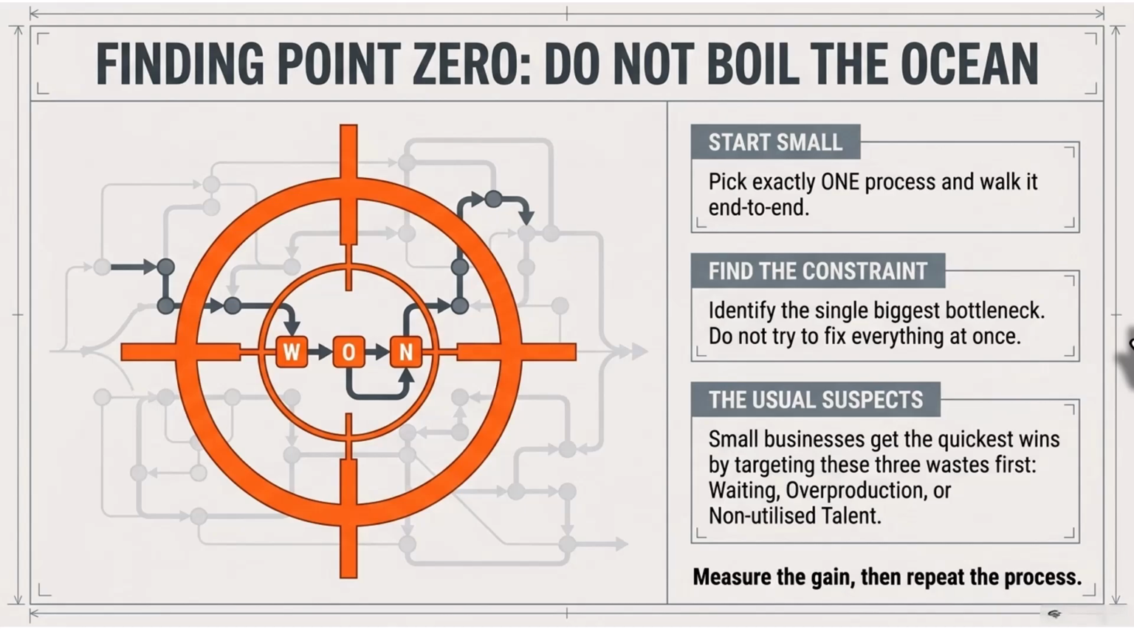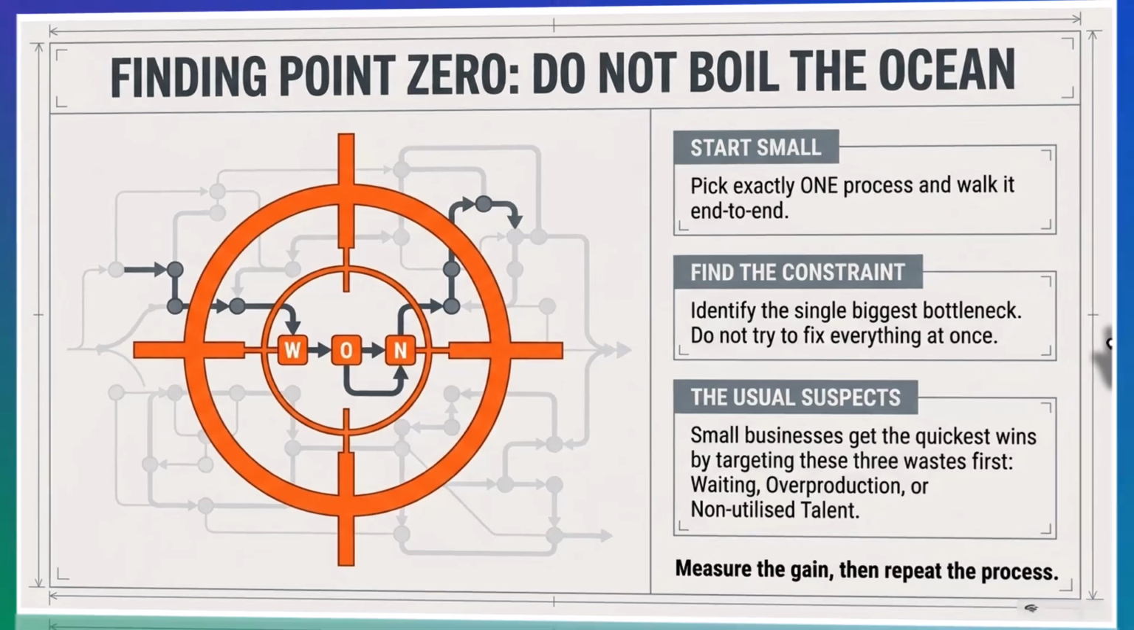And typically what you'll find if you're looking at a small business is the quickest wins will come from things like waiting, overproduction, or non-utilized talent, because they'll be easily identified when you start process mapping. So once you've done the first bottleneck, go measure that gain, and then repeat the process.